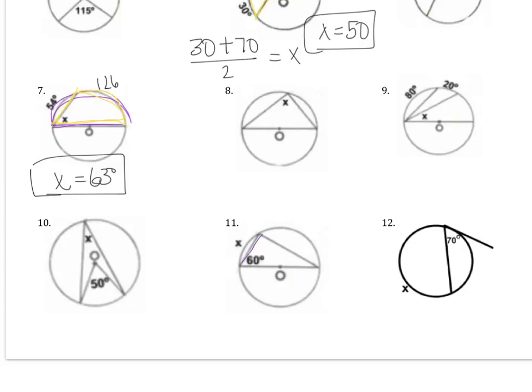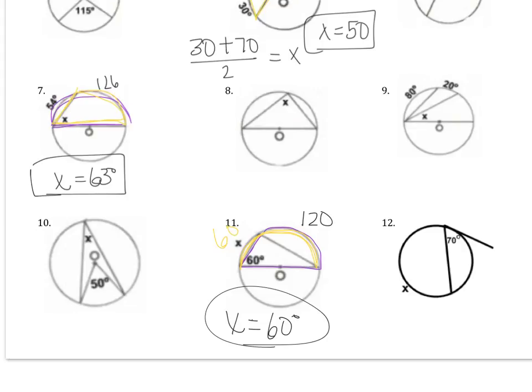Number 11, I see this piece of pie. So notice 60 is what type of angle? It's either central, inscribed, interior, or exterior. It's an inscribed angle. So if that's 60, then its corresponding arc is 120 degrees. And now how am I going to find x? Well, I know this whole thing right here is a semicircle. So 180 minus 120 is 60. So x equals 60 degrees.